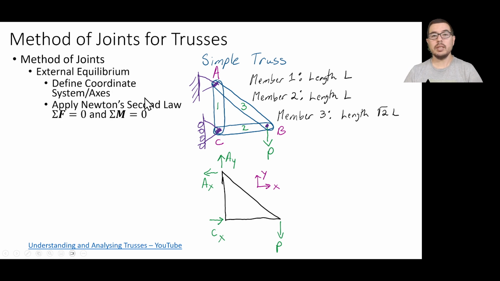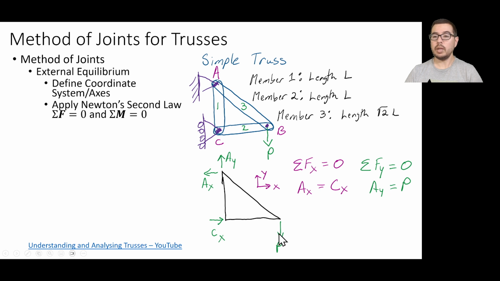Then we define a coordinate axis or system. We can apply Newton's second law with the forces and the moments. In this case, we're going to be looking at the forces equal to 0, and we have at this location right here, AX going to the left and CX going to the right. So that is all that we're going to be looking at in terms of equilibrium in the X direction for the forces. For the Y direction, we have a P going down and an AY going up. So we can say that AY equals P.